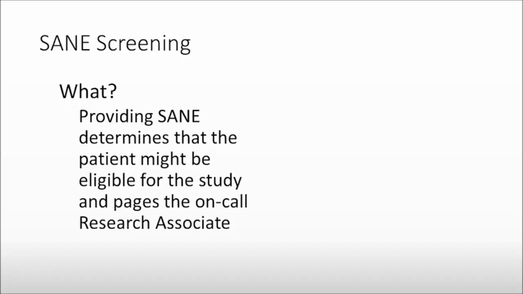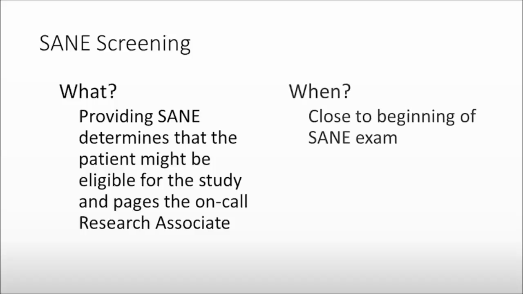So the first part of the study is the SANE screening, and this portion is when the SANE, the providing SANE, so the person who's providing care, actually determines that there might be a patient in the clinic right now that's eligible for the study. And we'll talk about eligibility criteria in a few minutes, but what I want to make sure is clear is that this is not the SANE approaching the participant. This is just them kind of going through the different criteria in their head and trying to figure out, is this person eligible? Is this person ineligible? And that happens pretty close to the beginning of when the person presents for care.